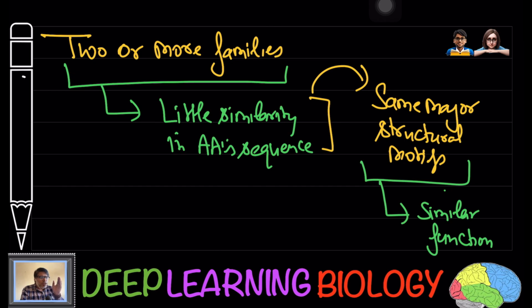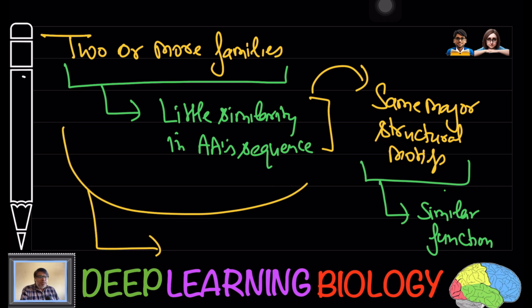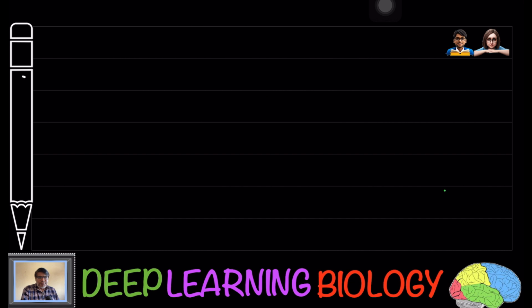So there is one family, there is another family, and in between them, what is there? Little similarity in amino acid sequence. Such families can be grouped together in superfamilies. Hopefully it is clear what these superfamilies are.